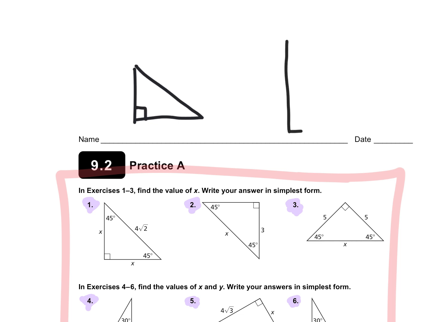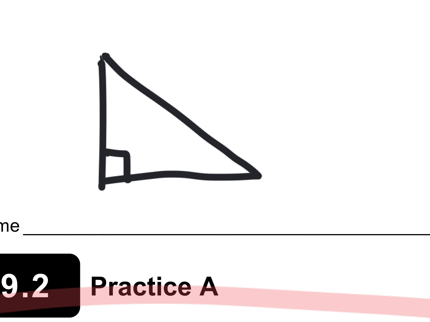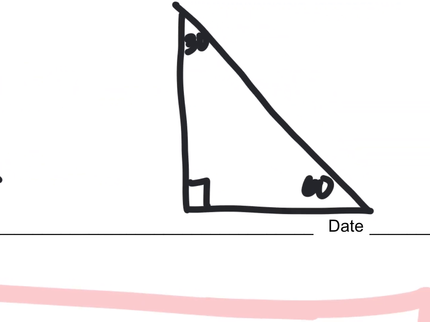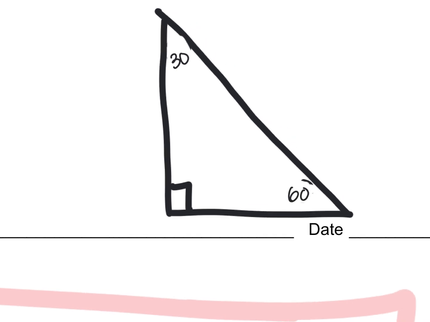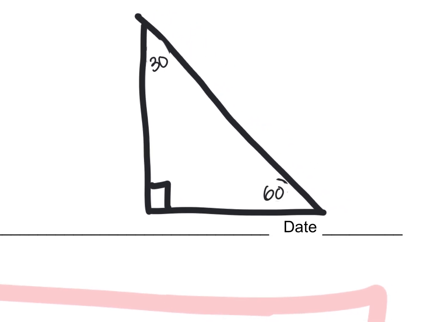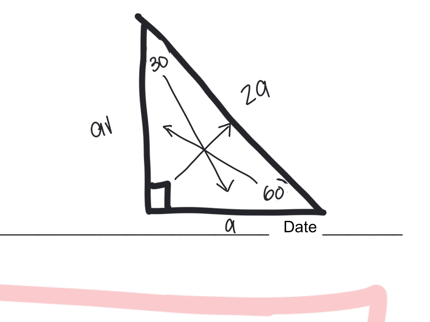That's my 45, 45, 90. And then I have my 30, 60, 90 triangles. Looking at this one, I have a radical 2. That one should be the easiest. For your 30, 60, 90 triangle, there is a specific way of labeling them. Opposite of 30 has to be a. Opposite of your 60 is a radical 3, and opposite of your hypotenuse is 2a.